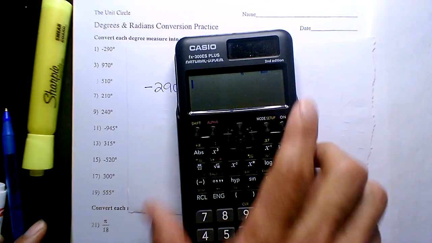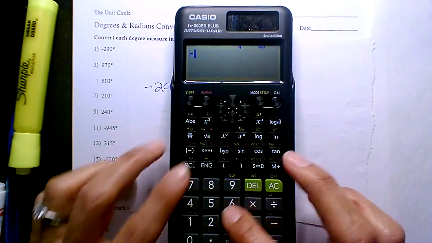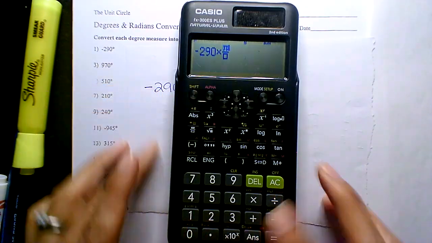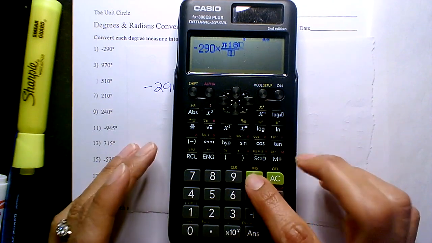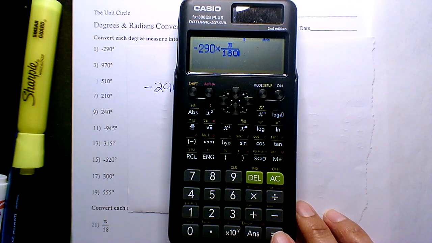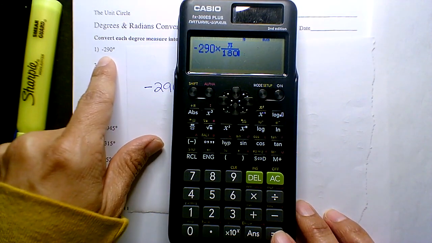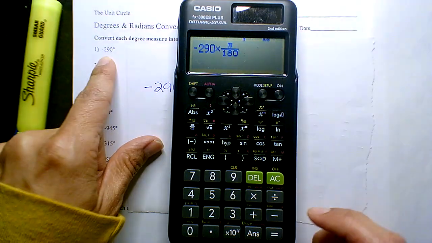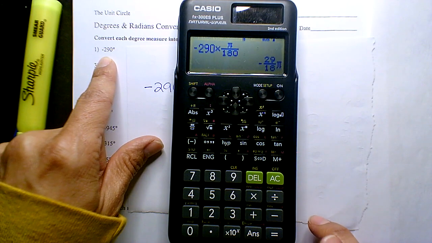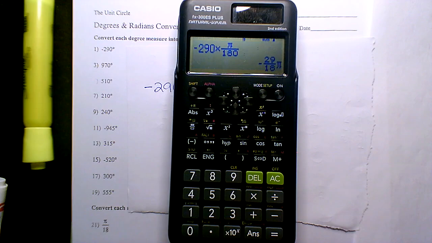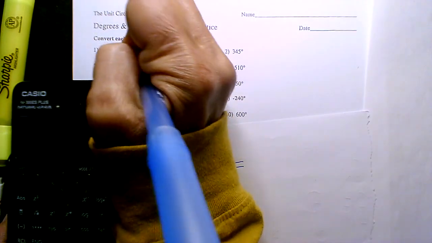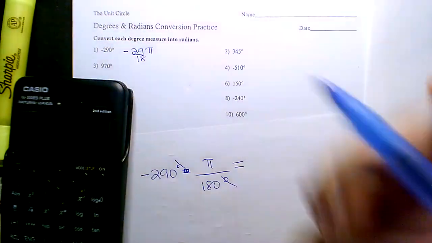I'll solve it correctly, but shift pi. So, right, this is accurate, as long as I can type. This is correct, right? 290, that's my given degree. This is my conversion, pi over 180. My degree unit of measure is going to go away. And now I have negative 29/18 pi. And that's your answer.